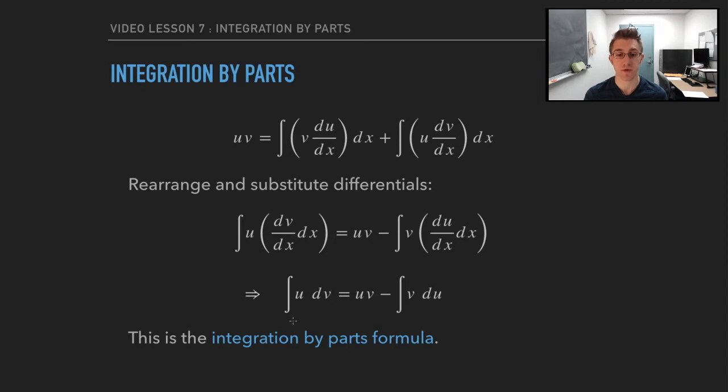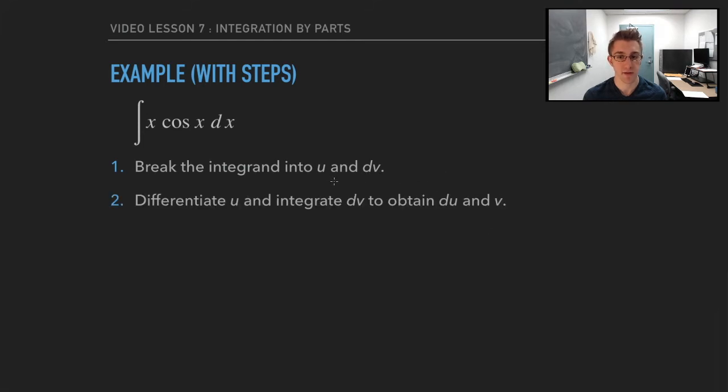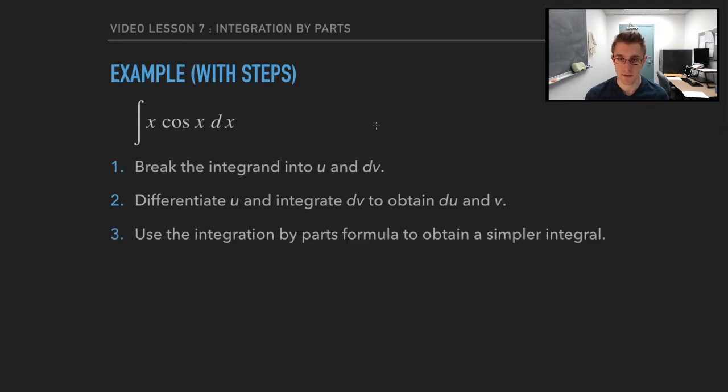We're going to do an example that shows how we actually use this. So here's an integral that so far in this course we don't know how to handle. But the first thing we're going to do is we're going to break the integrand, so the integrand is x times cosine x, into parts u and dv. Next, from u, we can differentiate to get du, and from dv, we can anti-differentiate or integrate to get v. And then we'll plug everything into the formula, which, remember, the integral of u dv is u times v minus the integral of v du.